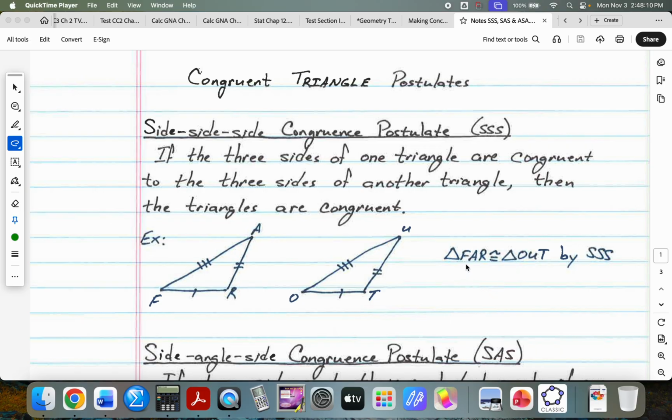Remember that when I'm naming them, if I name the first one FAR, I've got to make the second one match up. So I said FA was my first side. Side FA is congruent to side OU, so OU has to be the first side of this one. Right? You've got to make the corresponding parts match up when you name the 2 triangles. We're not to the place where you're going to have to yet, but that's coming.